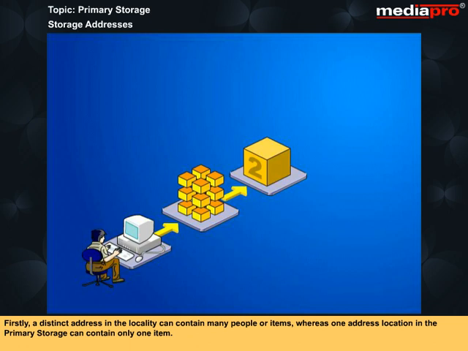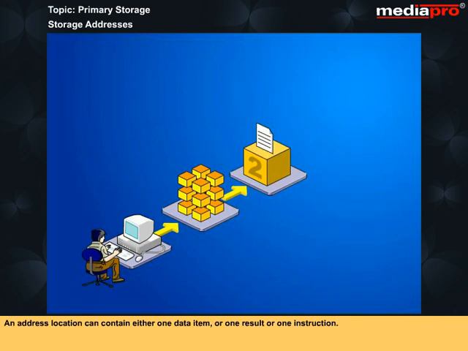Firstly, a distinct address in the locality can contain many people or items, whereas one address location in the primary storage can contain only one item. An address location can contain either one data item or one result or one instruction. When a new item is stored in an address location, the previous contents are overwritten.